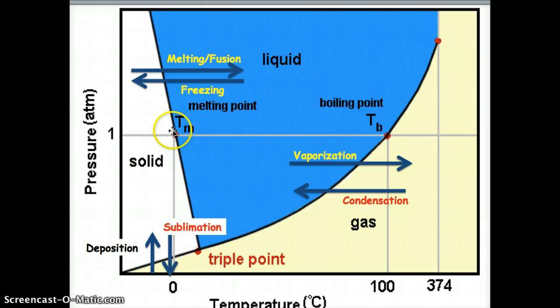And from there, just know that the melting point is the temperature at which something starts to boil. For example, at 1 atmosphere, what is the melting point? Tm stands for melting point, the temperature where something starts to melt. That would be 0.